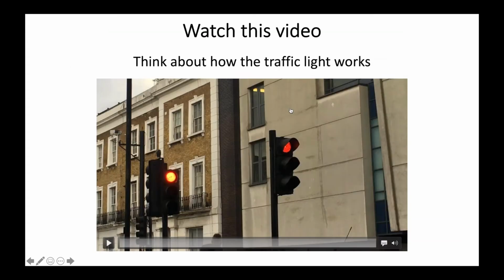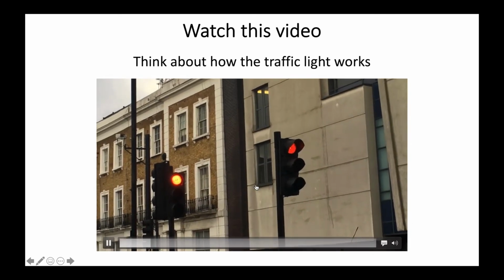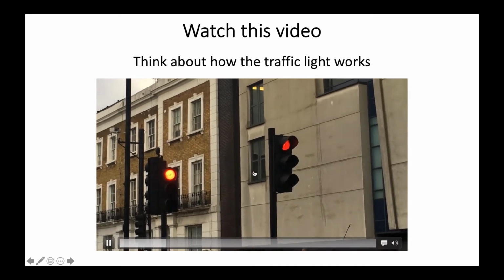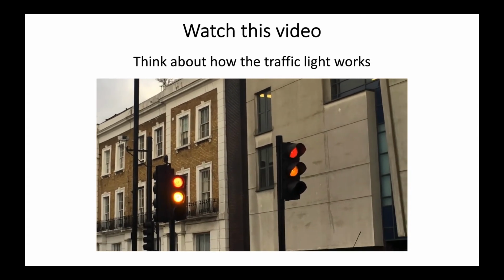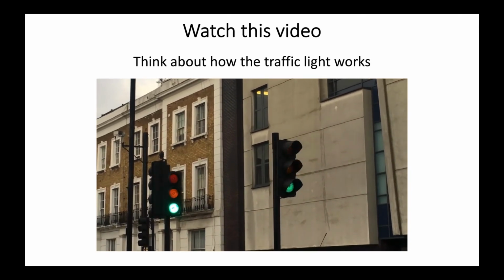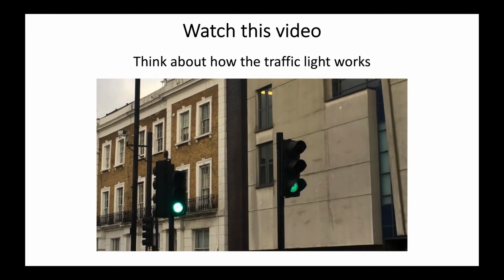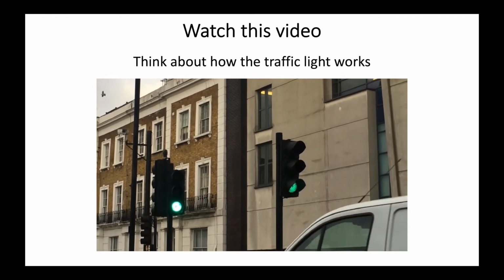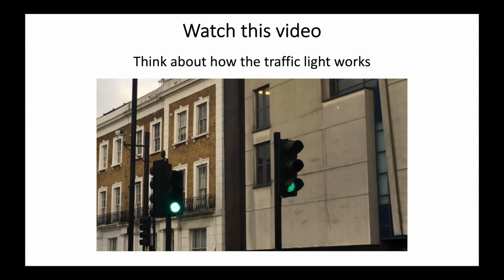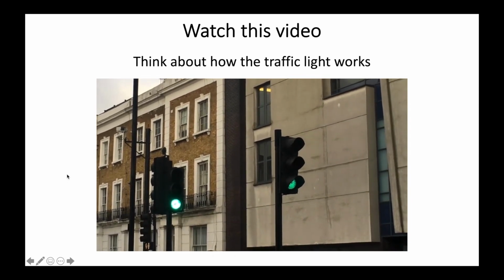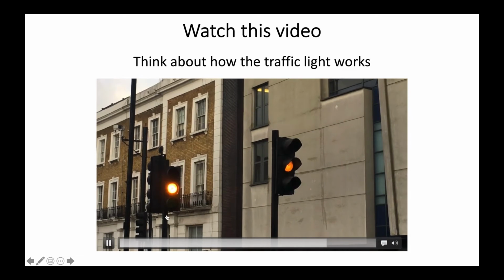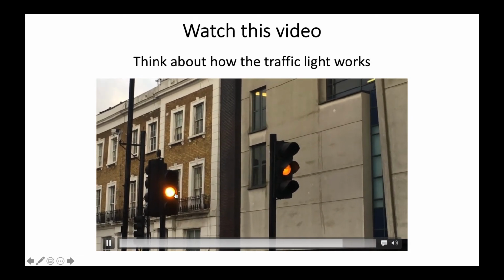So let's watch this short video that shows the sequence of the traffic light. So think about what colour it's at now and how long it's red for. And then what colour appears next and how many lights were on. And then look at what light is on now and then how long that light is switched on for. Then pay attention when the lights come on.